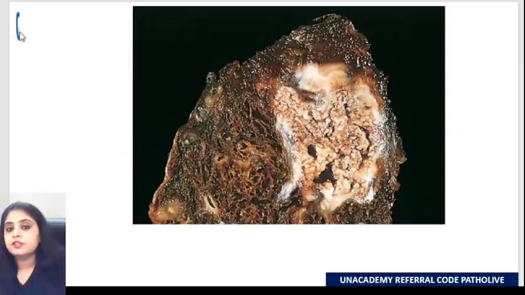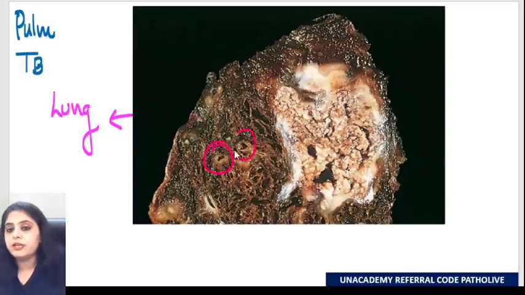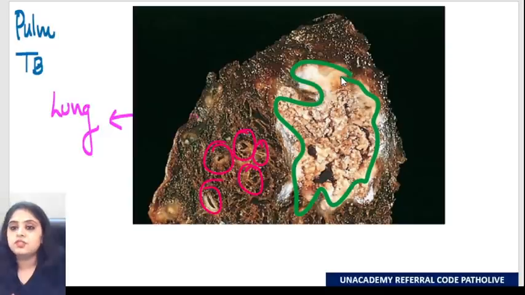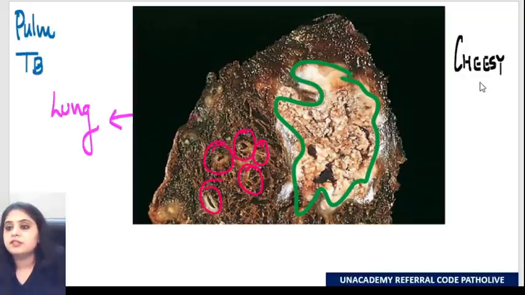This is an autopsy finding of pulmonary tuberculosis. In this pulmonary tuberculosis, obviously what you see out here is the lung. And why do I call it the lung? Because I can see some really beautiful air spaces and alveoli out here, the spongy air-filled organ. But apart from that, I see this really nice cheesy looking white area. All of you know that the cheesy area is nothing but caseous necrosis.